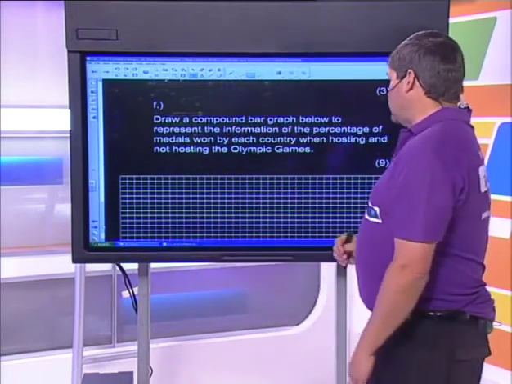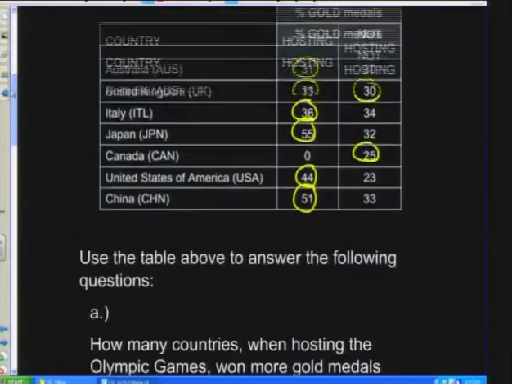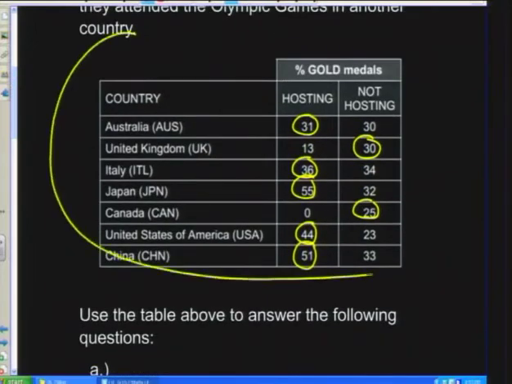Draw a compound bar graph below to represent the information of the percentage of medals won by each country when hosting and not hosting the Olympic Games. Okay, so in other words, guys, what this question is saying is this. Take this whole table and slap it into some form of a graph so that just by looking at the graph, I can pick up all this information. We're really not going to have time to do it, but I'm going to show you how we go about doing it.